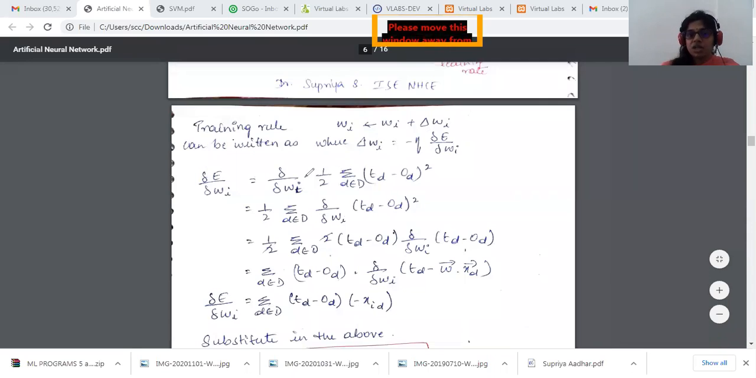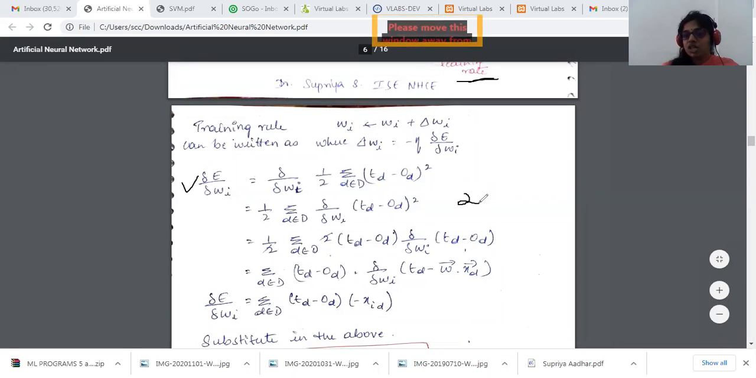To start the derivation, I know this is my loss function: one by two, summation of TD minus OD, the whole square. This is my training error. From the training error, I start solving the derivation to get the above equation. How do I do it? One by two into summation of d. I'll just take this term like this. I'm going to take the partial derivative with respect to the weights of this.